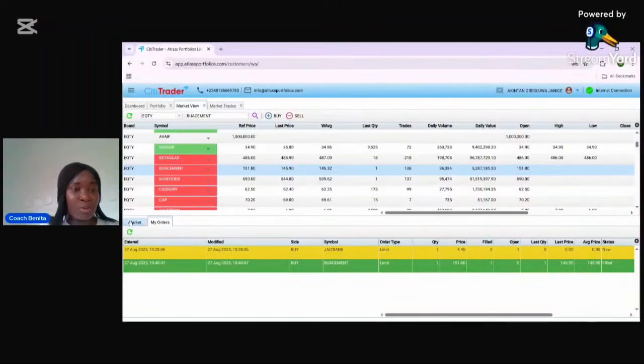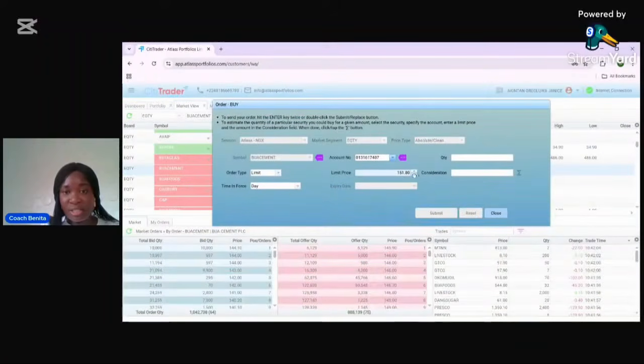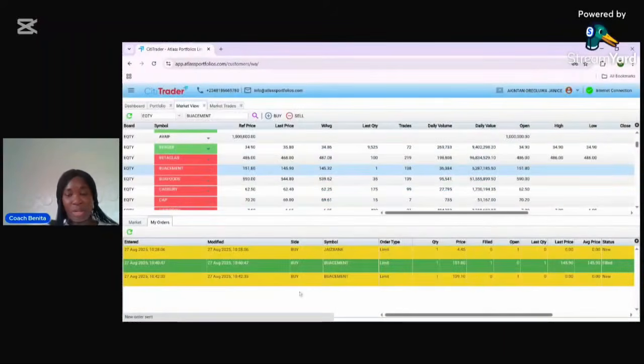So if I wanted to be on the queue, I will come back here, Boa Cement, click on buy, change this to 139.10. How many units? One. Then submit. Okay, so can you see what we have now? It means that this my order is on queue, on queue for 139 naira 10 kobo.